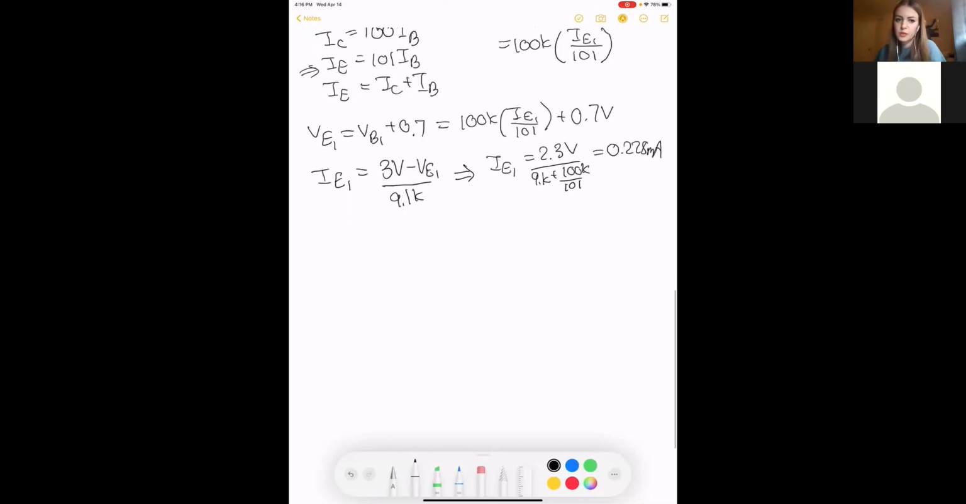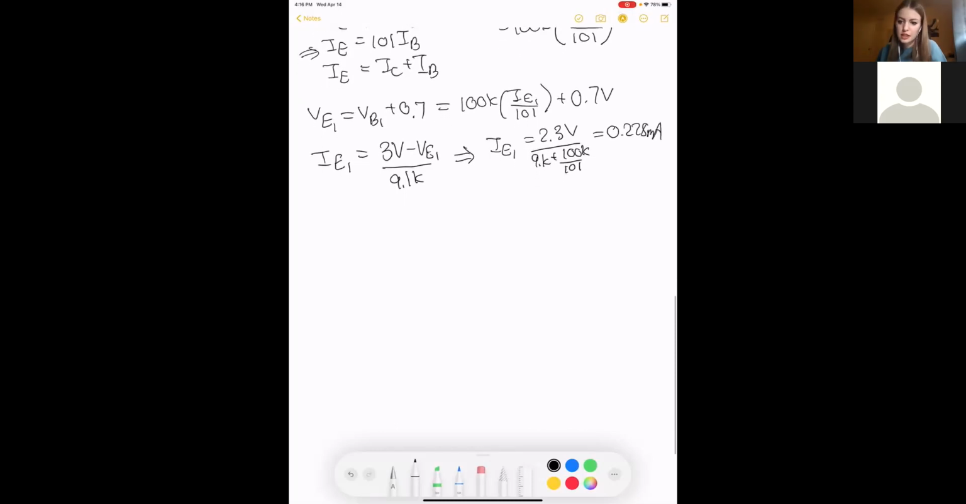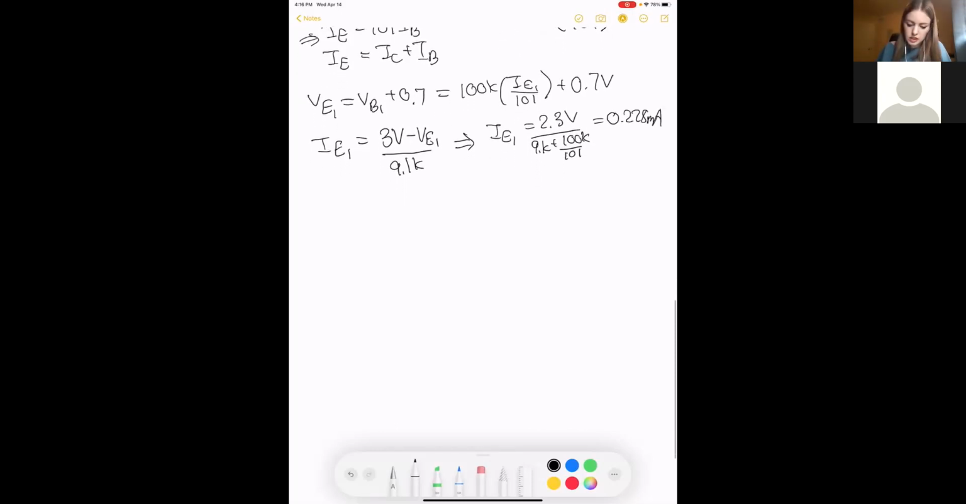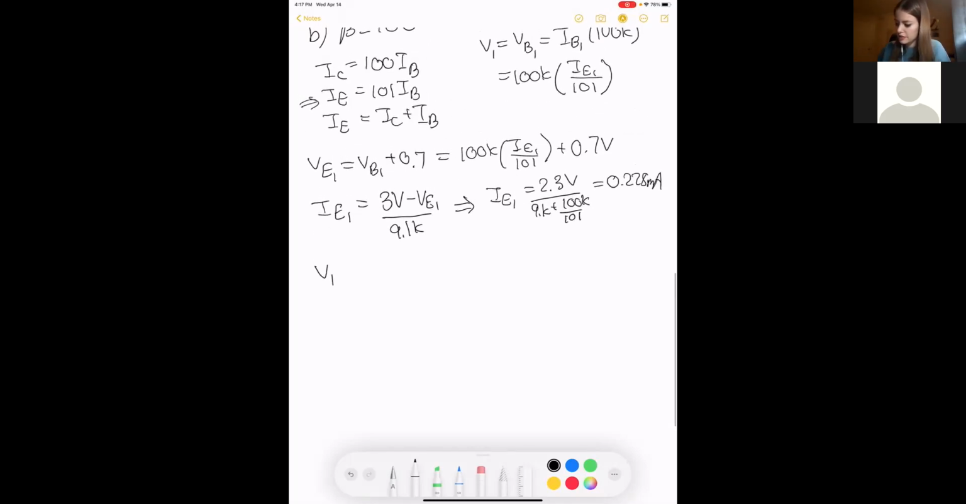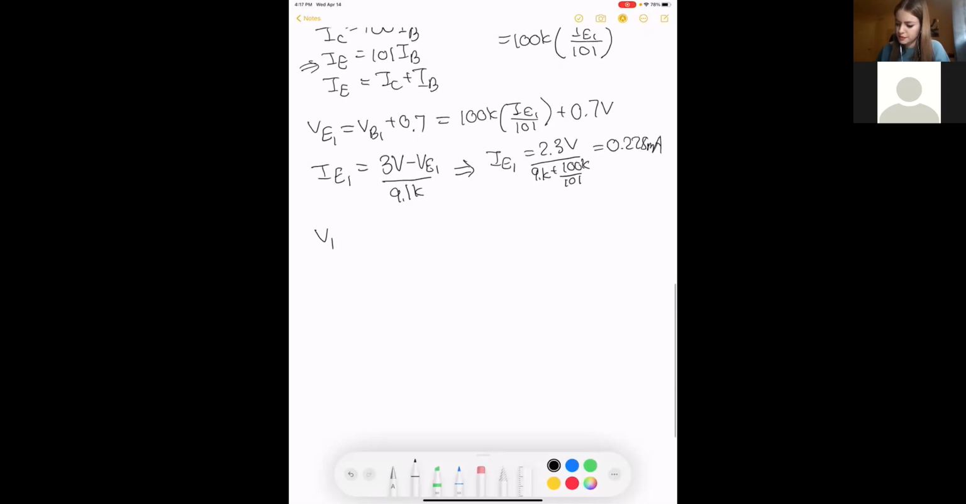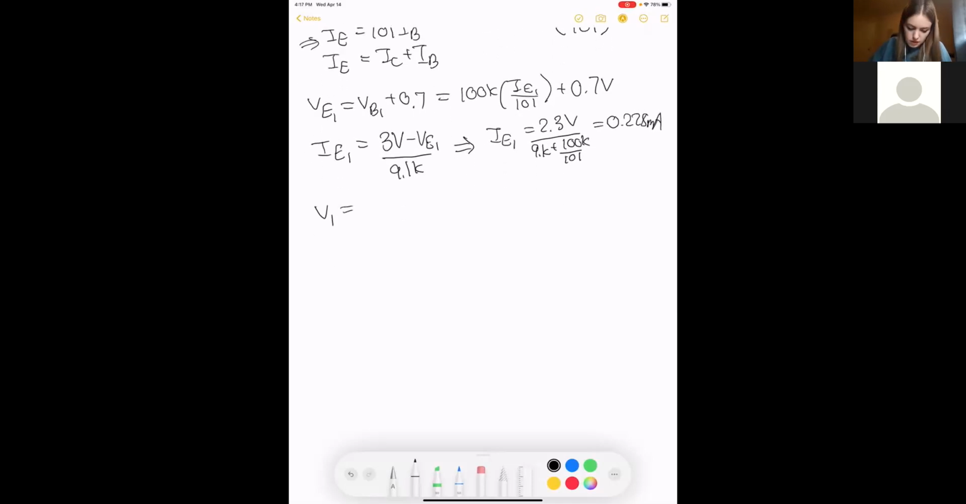Does that make sense to everybody how we got that? It's really just math and rearranging, but let me know if ever something doesn't make sense or if you want me to go faster. Okay, so now we're going to find V1 since now we have our IE1. So this is the equation we had.